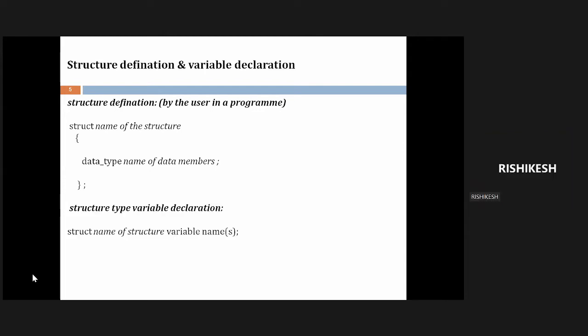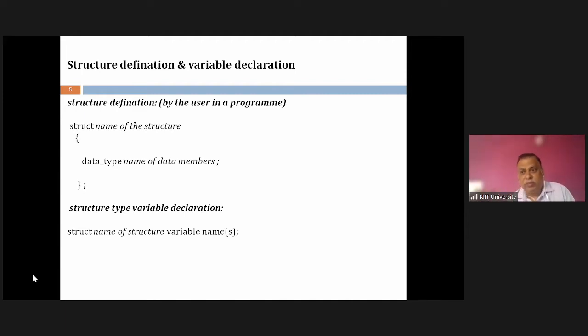Any example? I'm coming. Don't worry. Without an example, it will not be understood. Okay, wait for some time. Okay, wait for some time, Rishikesh. Don't worry. I'll go for that.